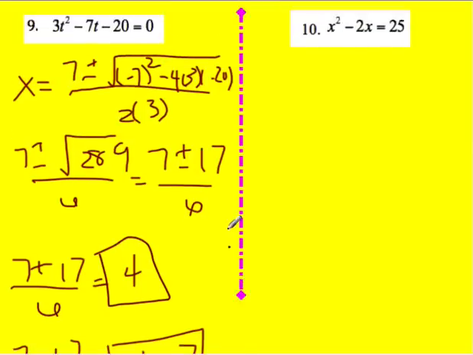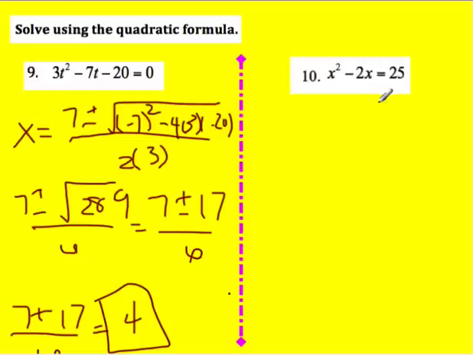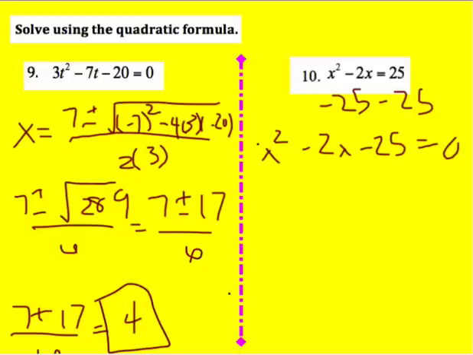Let's take a look at number 10. Now, in order to use the quadratic formula, it has to be set equal to 0. So we need to subtract 25 from both sides. So I end up getting x squared minus 2x minus 25 is equal to 0. And now we are ready to use that quadratic formula.